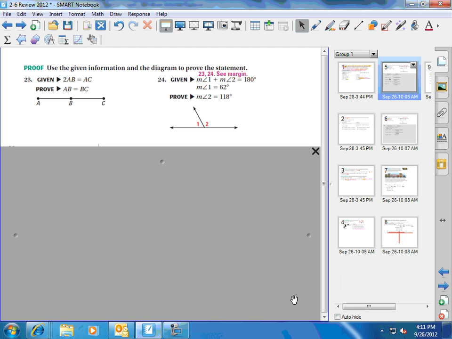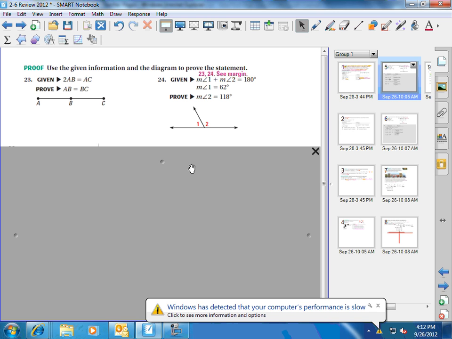Okay, let me see if I can help you with numbers 23 and 24, some basic proofs. In number 23, we are trying to prove that, given segment AC, AB is equal to BC. And it's also given that 2 times AB is equal to AC, meaning if I have two of these ABs, they're the same length as AC. So I want to prove, given 2AB is equal to AC, that AB is equal to BC.